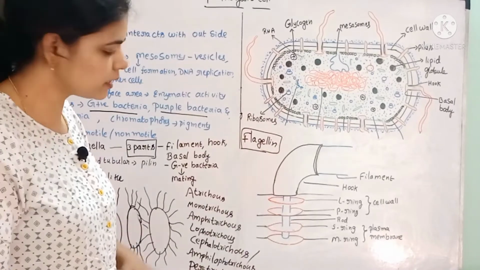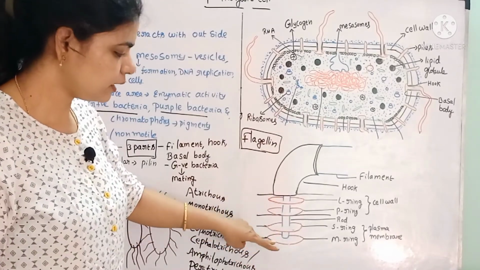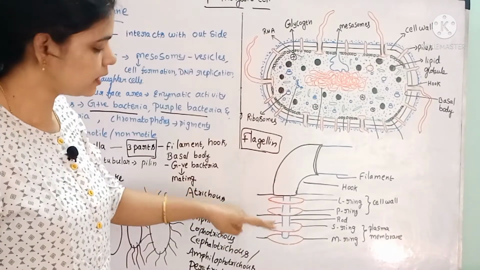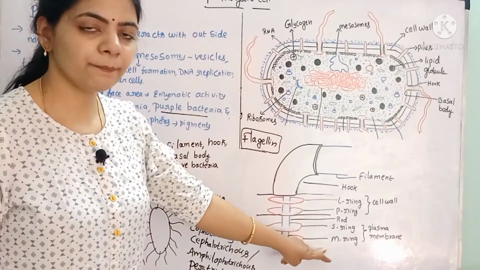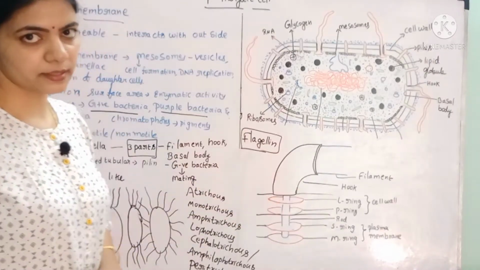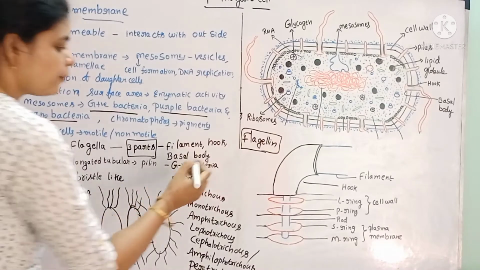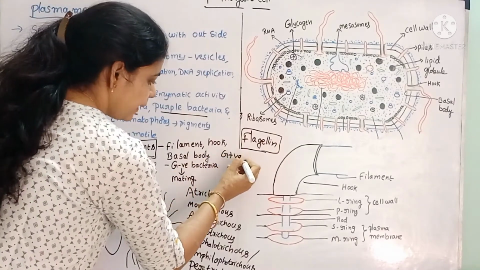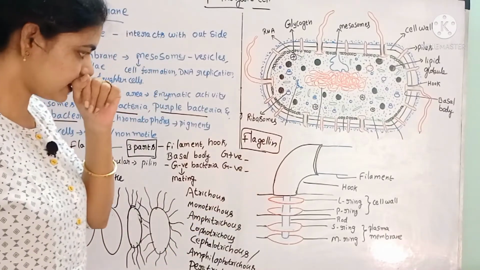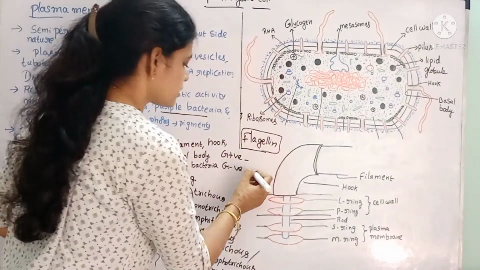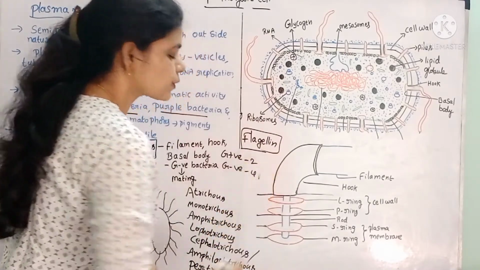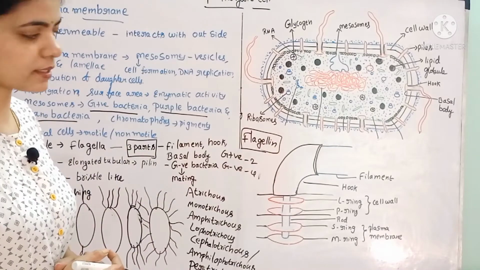How many rings are present? Four rings. They are an inner pair of rings and an outer pair of rings. The inner pair of rings are called M and S rings, and the outer pair of rings are called P and L rings. And here, in gram-negative bacteria, four rings are present, which means two pairs of rings. Whereas gram-positive bacteria consist of only two rings.